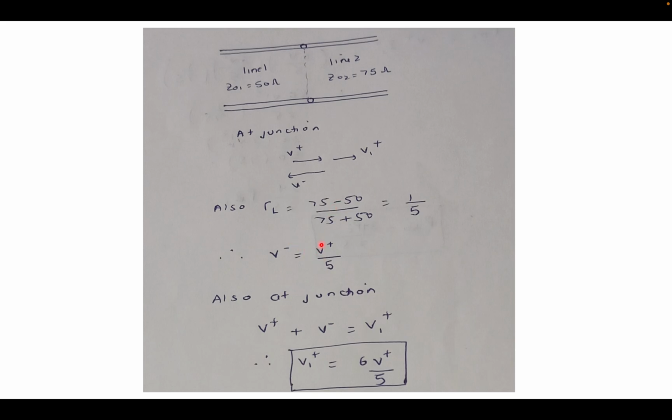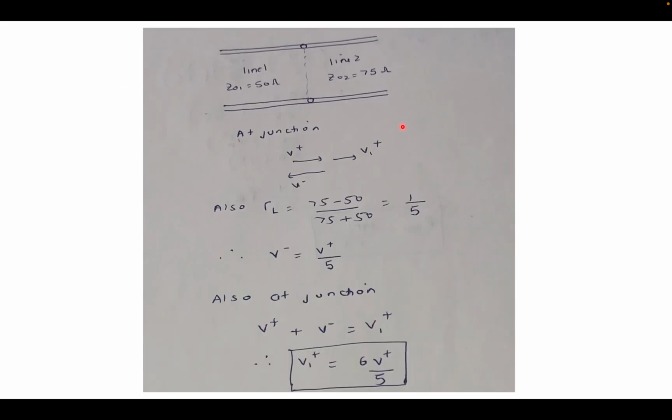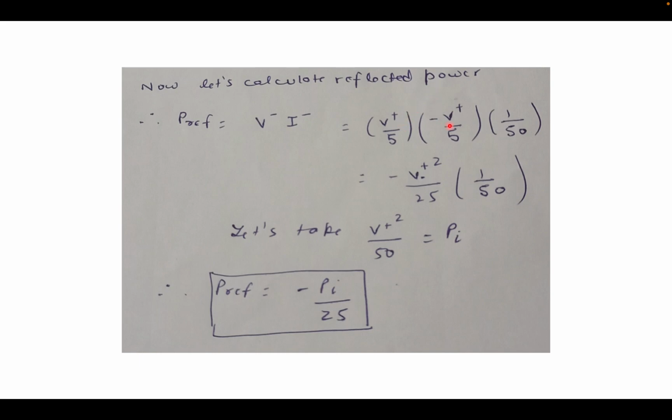If you know both of these, the power is just V into I. The voltage that is getting reflected is V plus by 5. And as it is moving backward, the current will be minus V plus by 5 divided by Z naught, and Z naught is 50. So from here we can calculate the reflected power as minus V plus whole square upon 25 times 1 by 50, right?